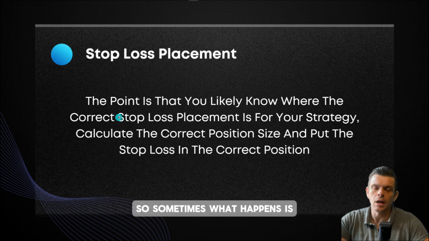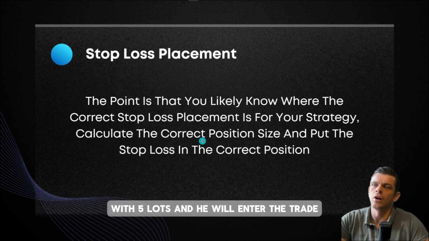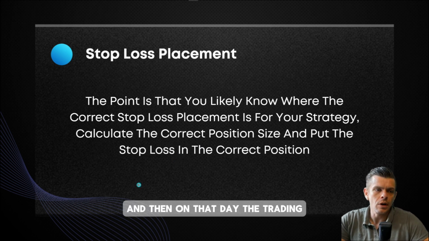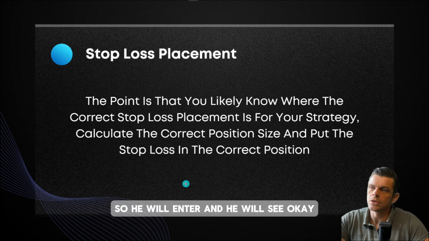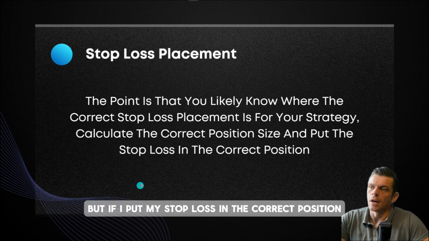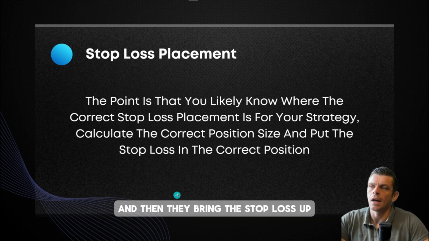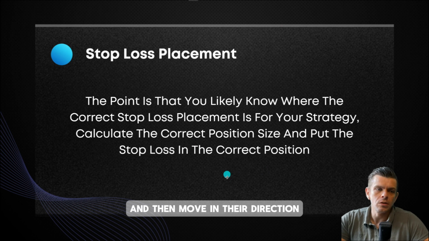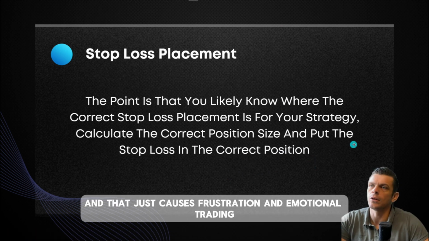Sometimes what happens is a trader will normally go in, say, with 5 lots, and he will enter the trade. And then on that day, the trading range might be a lot bigger than what he is used to. So he will see, okay, but if I put my stop loss in the correct position, then I'm going to lose more than I'm willing to lose. And then they bring the stop loss up. And then a lot of the time, price will come and hit their stop loss and then move in their direction. And that just causes frustration and emotional trading.